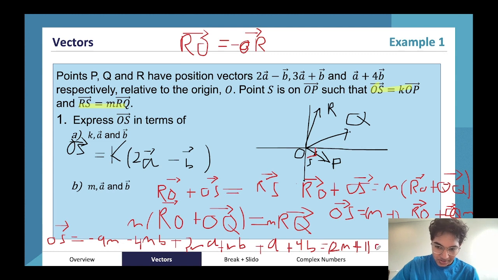Oh, yeah, no, I just realized, this is my bad. So I should get 2MA, 2M plus 1 A. The reason I'm getting 2M plus 1 is that I'm collecting this term here and this term here, and then I'm adding the 1 from here. Sorry, I am skipping steps. Generally, this is really bad practice to skip steps. And this one here is going to be 4 minus 3M B. Okay, that's what OS is equal to.